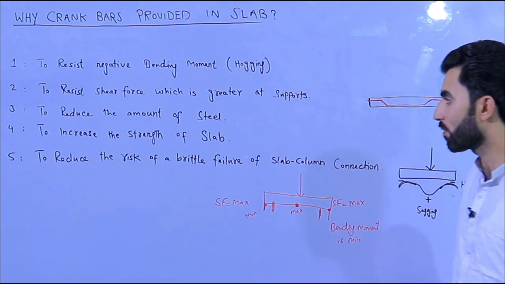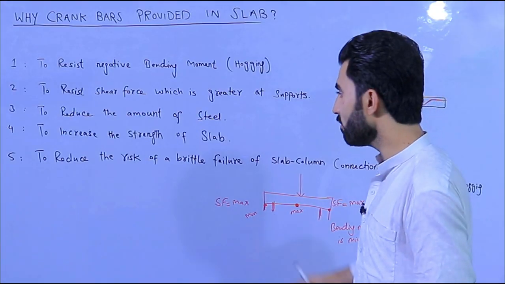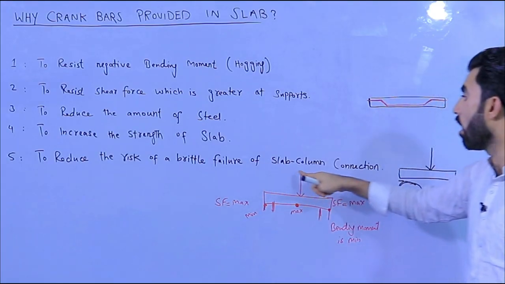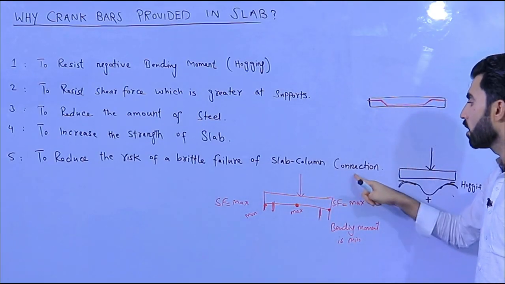This is the other point. The fifth, to reduce the risk of brittle failure of slab column connection.